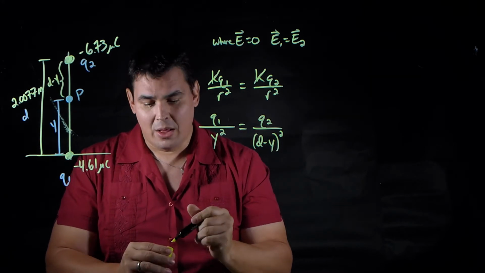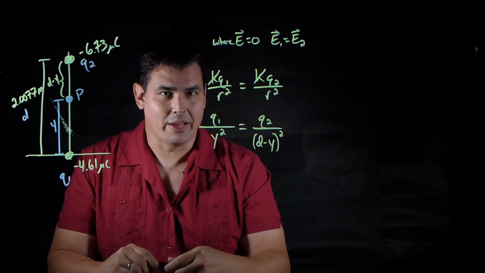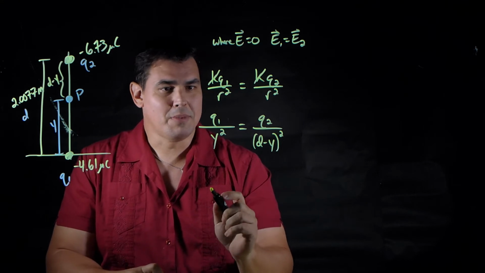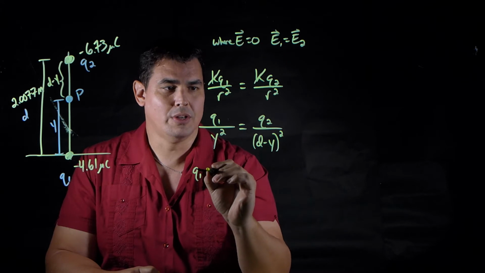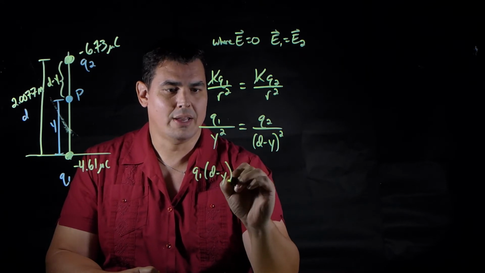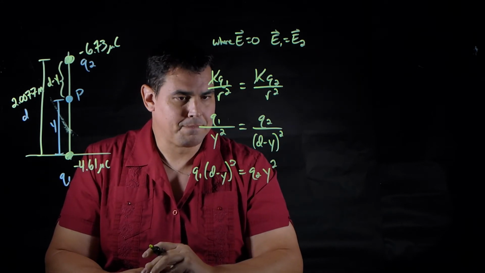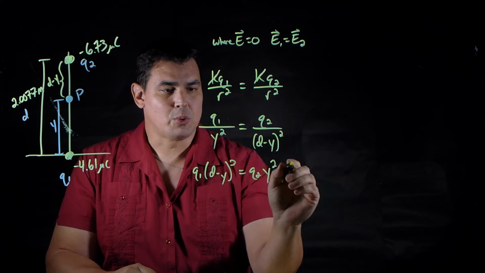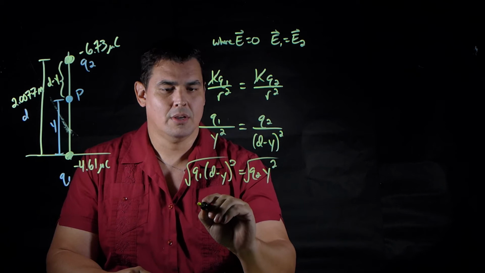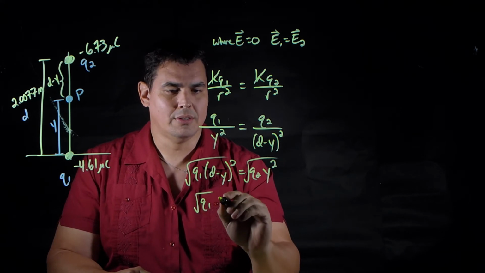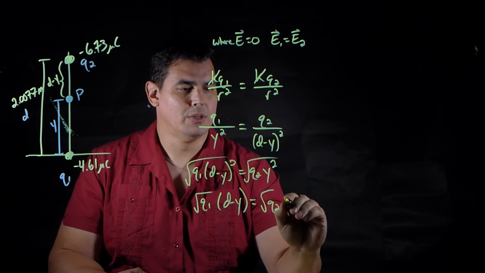Okay, so now, once you've done this, you've solved it, right? But now you just have to do algebra to get to the point where I can solve for Y. So let's do some manipulation to end up with Y. I'm going to cross multiply first. So Q1 times D minus Y quantity squared equals Q2 times Y squared. Okay, so now let's take the square root of both sides. So that gives me root Q1 times D minus Y equals root Q2 times Y.